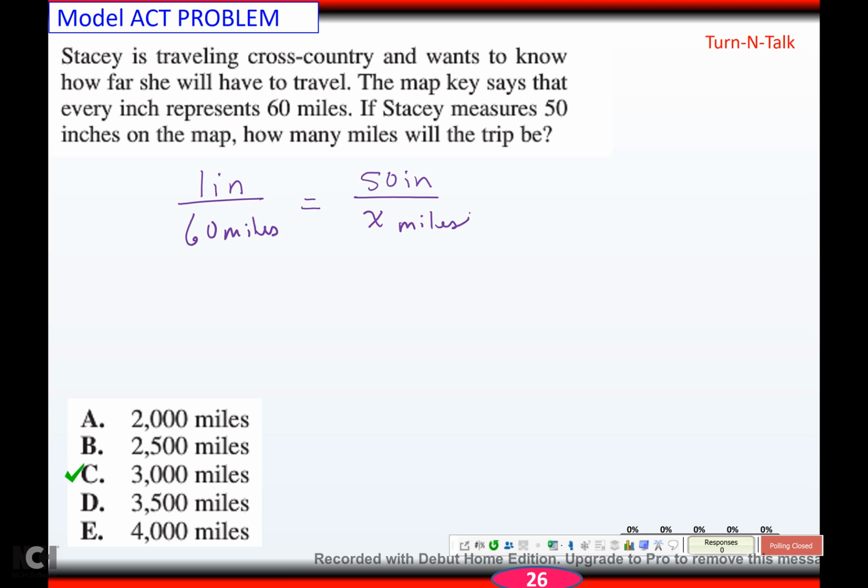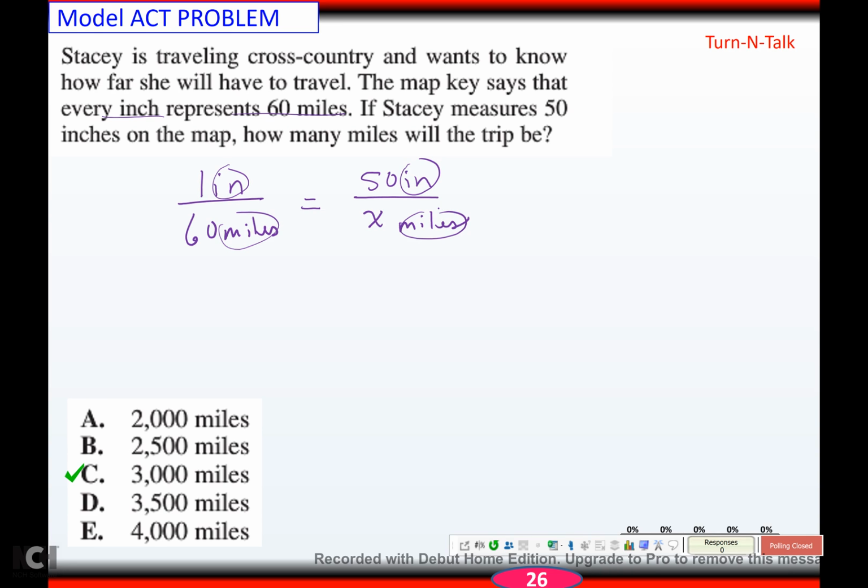Okay, anytime you see something about a map or a map key or a scale, they've made a scale model of the Eiffel Tower or something, they'll give you your conversion rate. Like on a map, it says that 1 inch represents 60 miles. That's your first proportion. And then you set up the other one, and just remember, if inches are on top here, they got to be on top here. The units have to match.